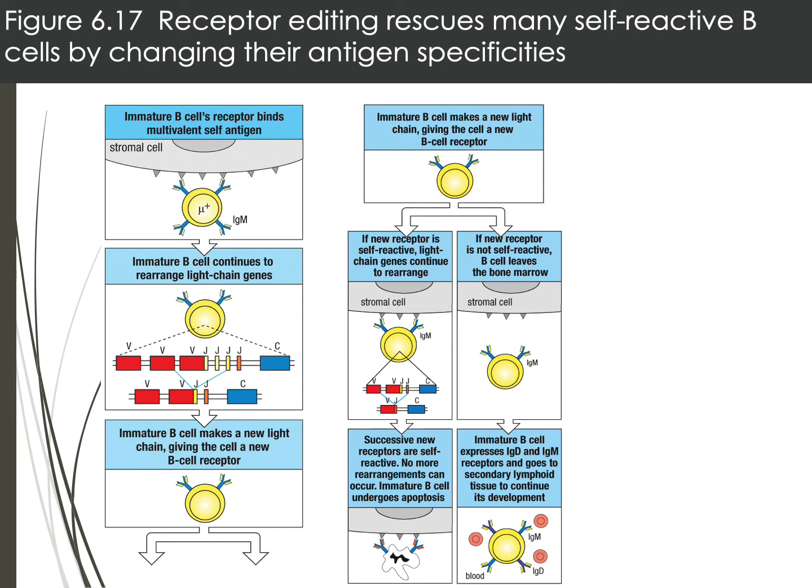If it doesn't recognize self, now it can be given the cues to go out into the periphery, into circulation, to the secondary lymphatic organs. And again, that's where it would co-express IgMs and IgDs.